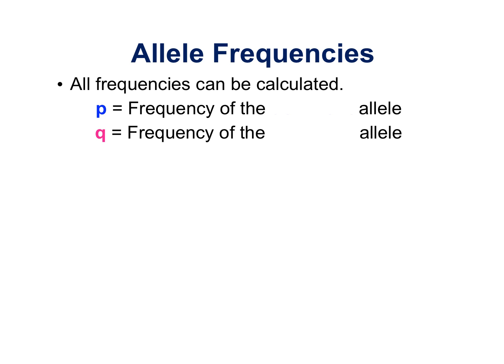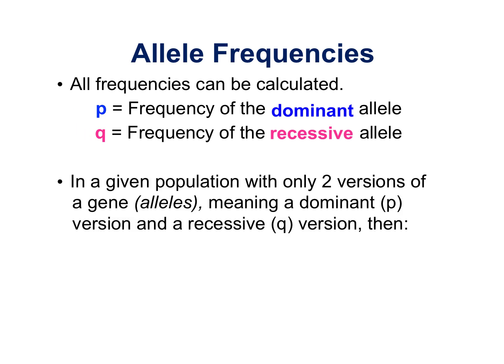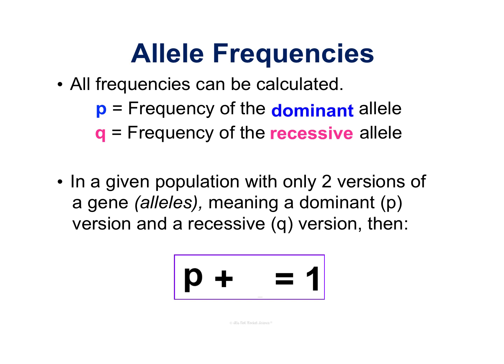So we're going to calculate them, and P is going to represent our dominant allele and Q is going to represent the recessive allele. Don't ask me why P and Q were chosen. Those are just the letters that we use. So in any given population with only two versions of a gene, which is what our allele means, so you could have big B or little b, the dominant is going to be represented as P and the recessive version is going to be Q. So our equation looks something like P plus Q equals 1.